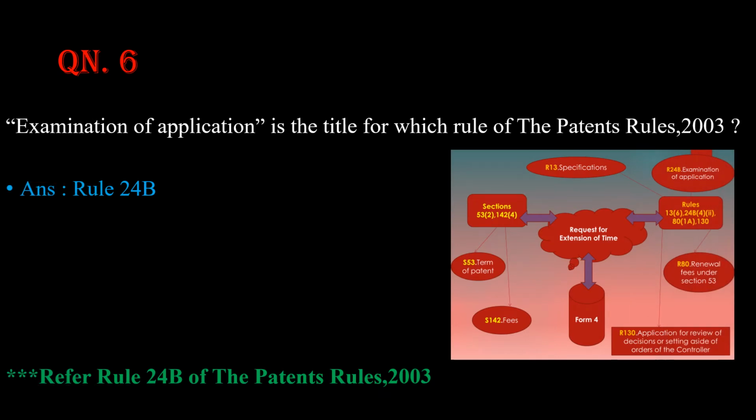question number 6. Examination of application is the title for which rule of the Patents Rules 2003? Answer is Rule 24B. So please refer Rule 24B of the Patents Rules 2003. Also you can refresh your memory by this slide that was given in my first lecture as well. Here the consent form is form 4, request for extension of time. The consent sections are 53 and 142 and the consent rules are 13, 24B, 80 and 130. Fine.